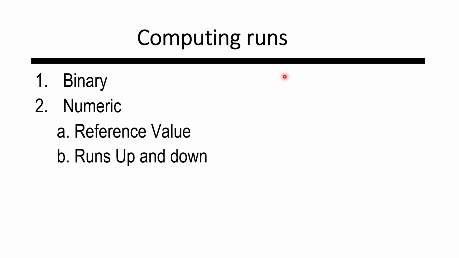On computing runs, there are mainly two categories of data. The first one is binary, and the second one is numeric. Under numeric, there is computing runs based on a reference value if it's above or below, while we also have the computing runs based on up and down that is based on the previous value.